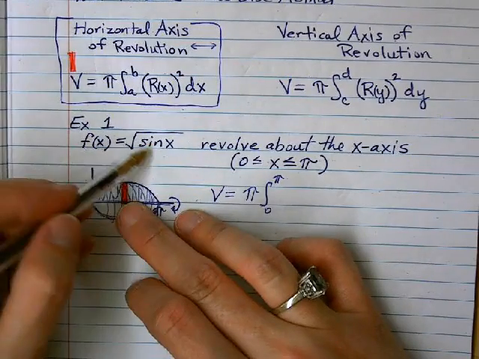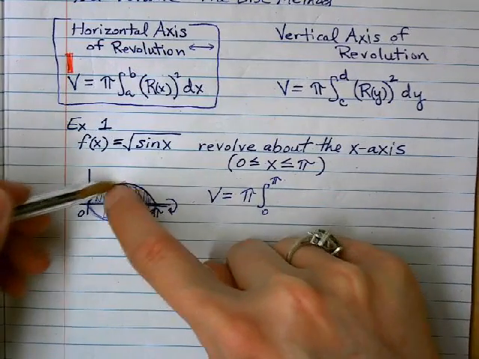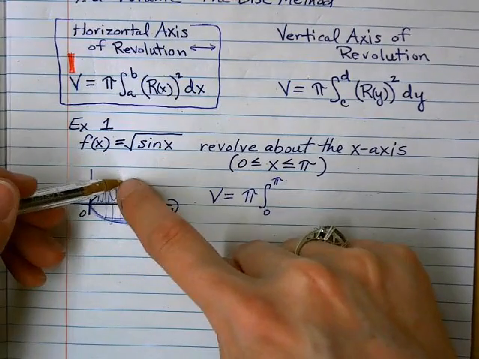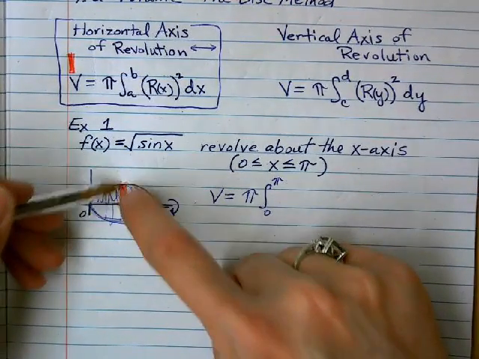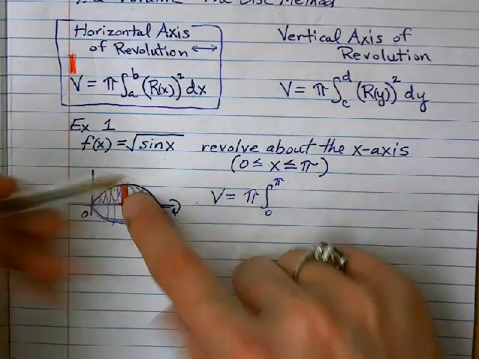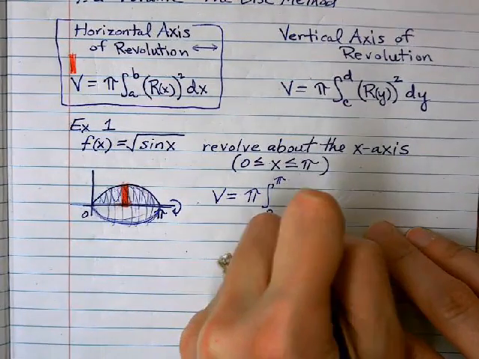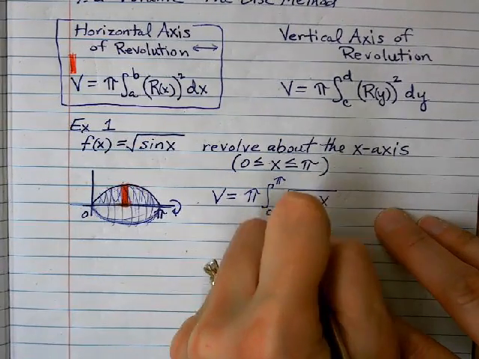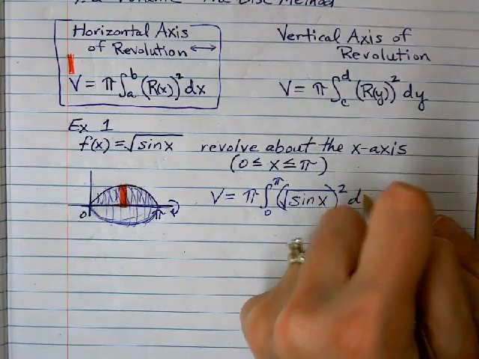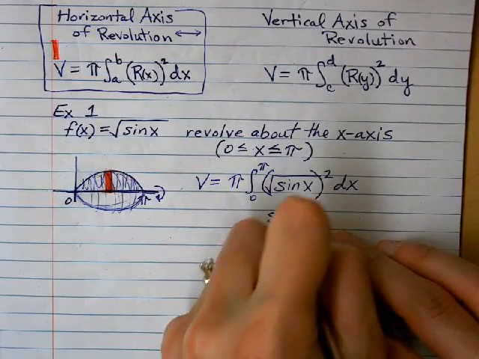And how tall that is, it goes up to that line, this curve, which is the square root of sine x. So the radius is square root of sine x minus 0. That's how big the radius is. From point A to B, the height of it is just square root of sine x. That's your radius. Radius squared. The formula says to square the radius, dx. Okay, so now if I square that, you get rid of the radical when you square it.